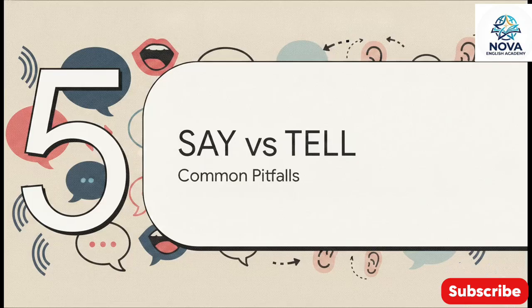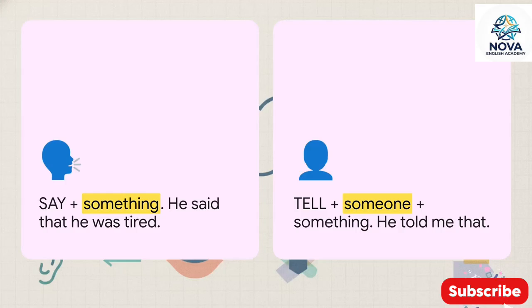On to section 5, say versus tell. This is a super common pitfall we need to clear up. So the crucial point here is understanding the structural difference between these two verbs. With the verb say, you simply say something. For instance, "He said that he was tired." However, the verb tell absolutely requires a direct receiver, an object. You must tell someone something. You say, "He told me that he was tired." You can't just say "He told that he was tired." That just sounds off, right? Always remember this core rule. Say plus something, but tell plus someone plus something.